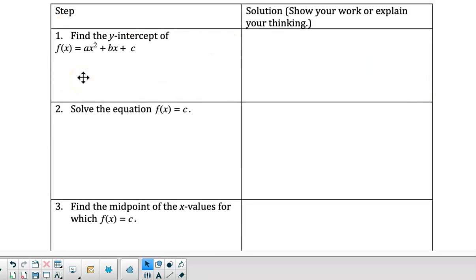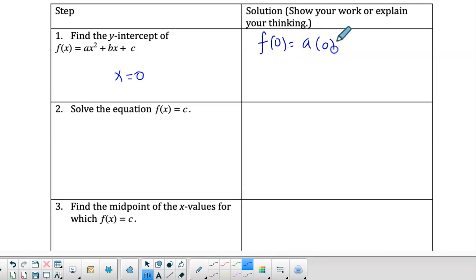So in order to do that, in the first step, we are going to find the y-intercept. And how do you find the y-intercept? To find the y-intercept, I have to substitute x is equal to 0. So f of 0 is equal to a times 0 square plus b times 0 plus c. That gives me 0 square is 0, times is 0, again 0, plus c. You will end up with c.